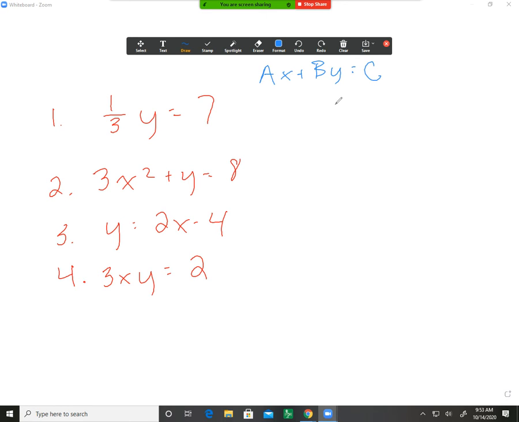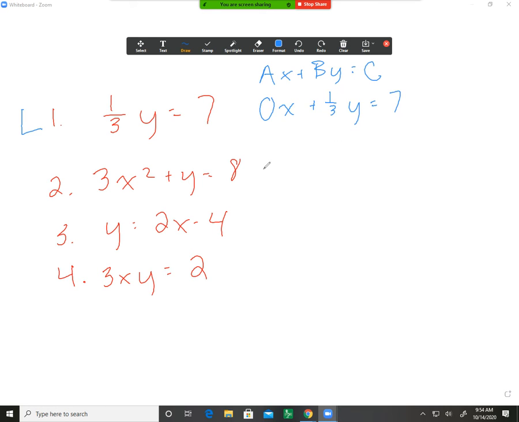Where's the ax? So my value for a must be 0 here. So there's no x? I know, what's 0 times x? Nothing. 0, so it just wouldn't show up. So this is linear. If you can write the equation in standard form, then it's linear.